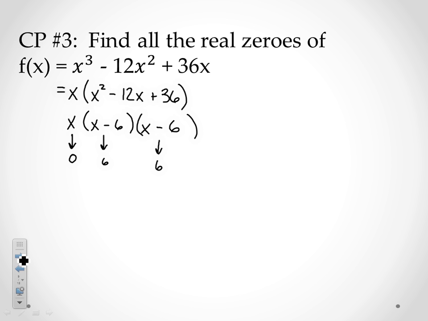Now the degree of this polynomial was 3, right? So how many turning points would there be? N minus 1, we take 1 away, we're going to have 2 turning points. Okay, so that means it's going to loop twice, change directions.